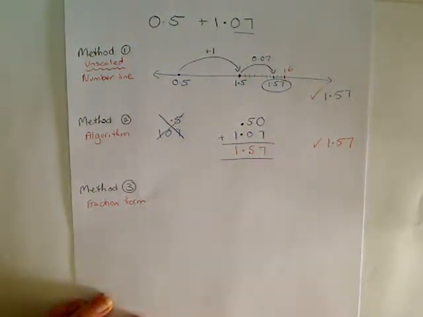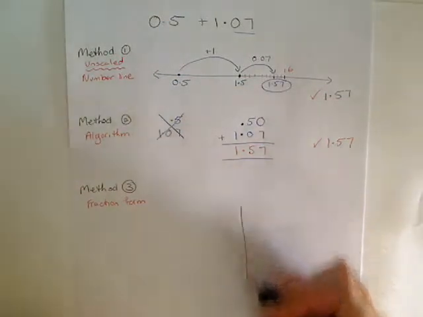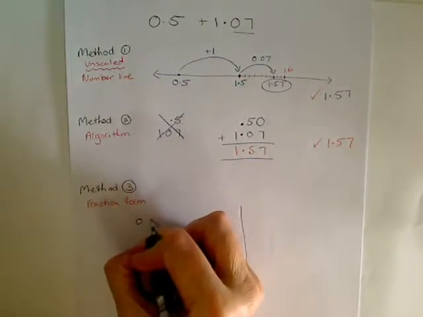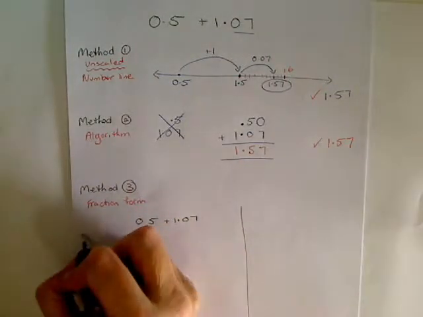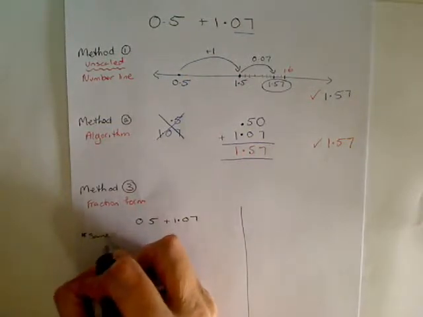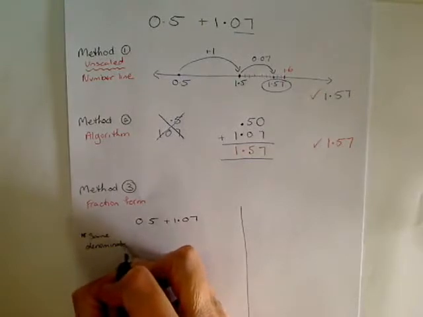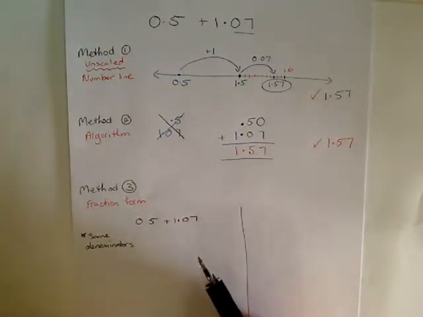Okay, now to the fractions. A couple of ways to go here. I'll show you the way that I like to do it the best, and then I'll show you a second way if you're not comfortable with my preference, because everyone's a bit different. I'm going to start with 0.5 plus 1.07. And I know I want the same denominators. I know that's where I have to get to. So why not write these numbers with the same denominators straight away?